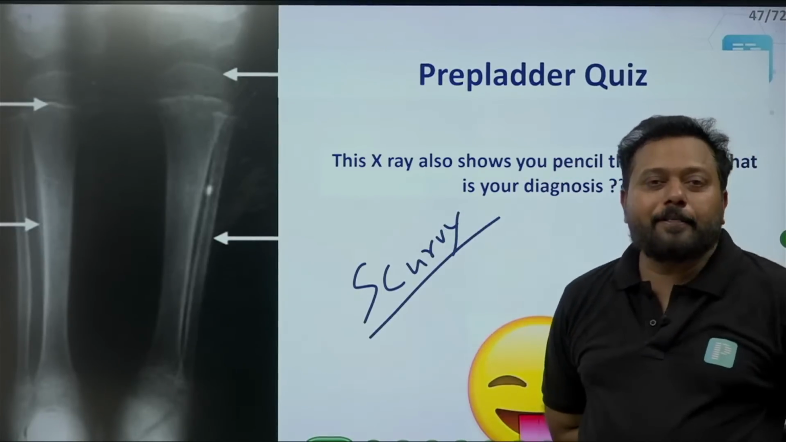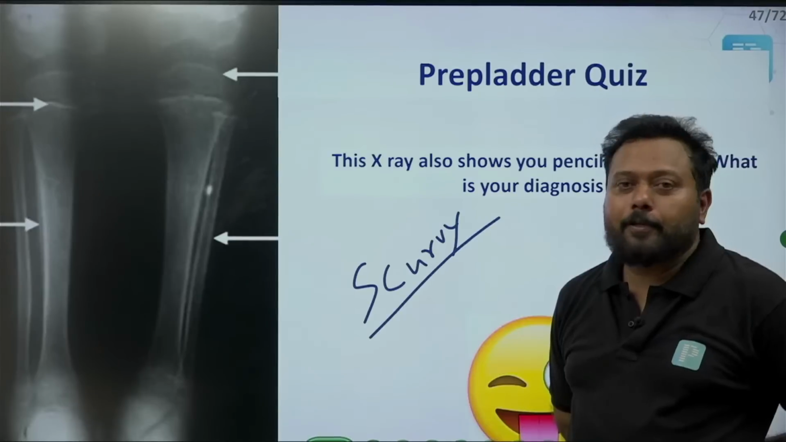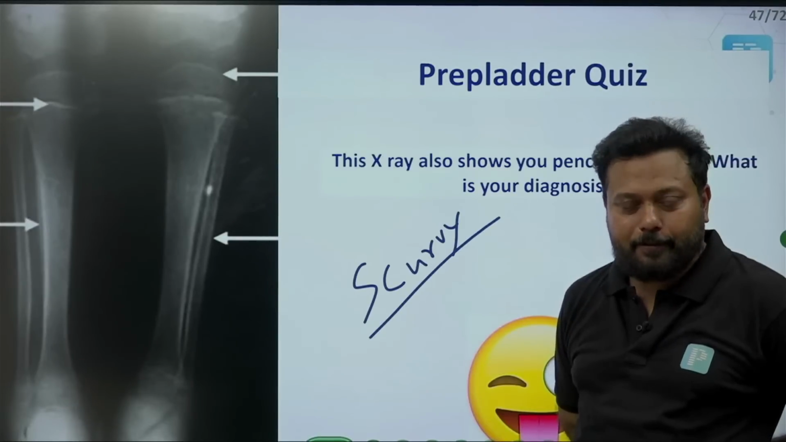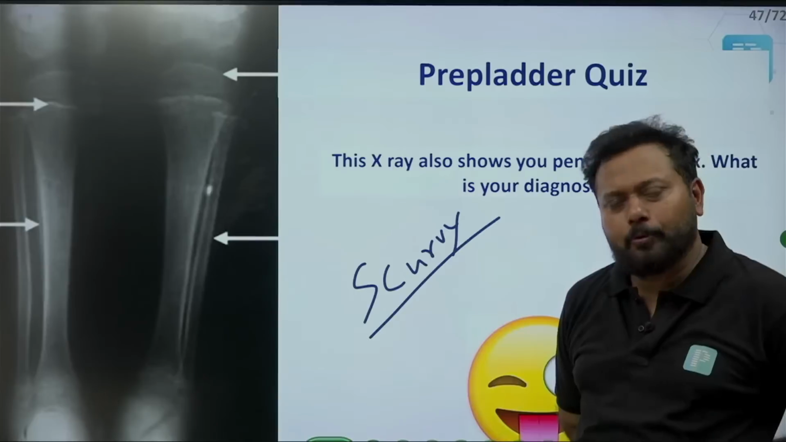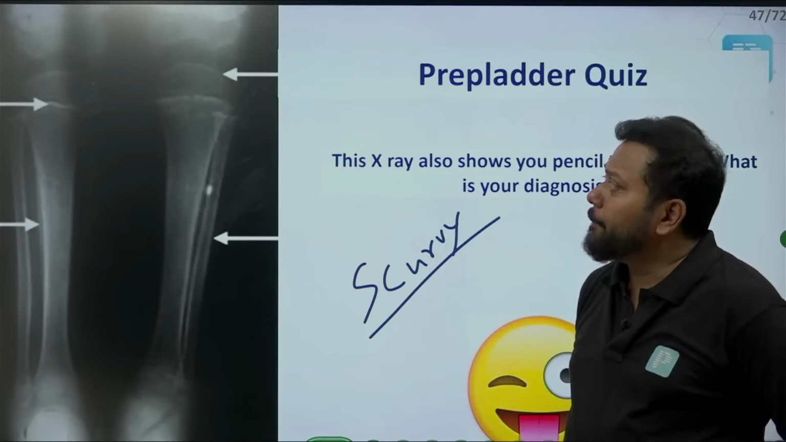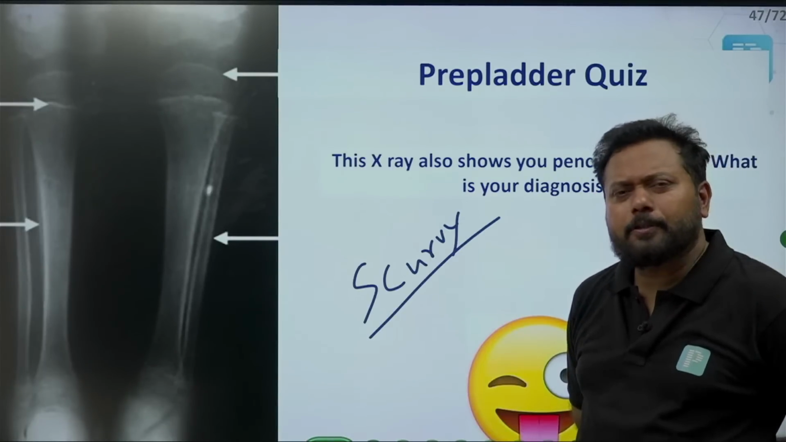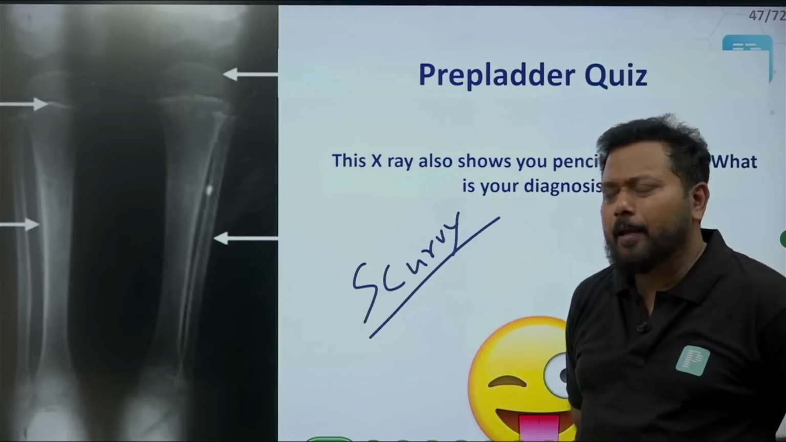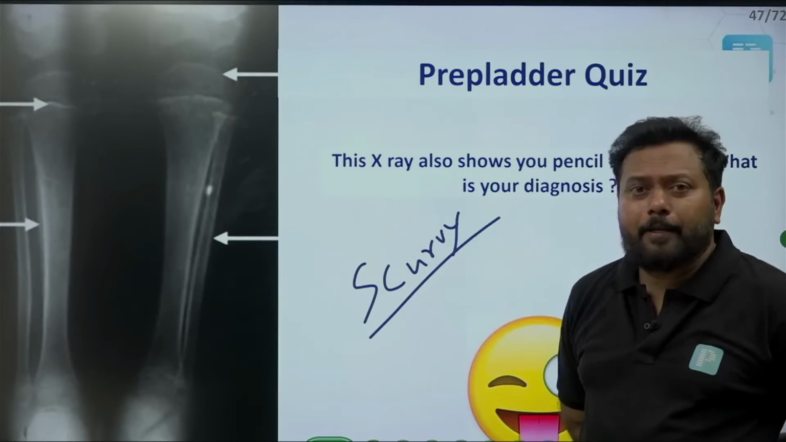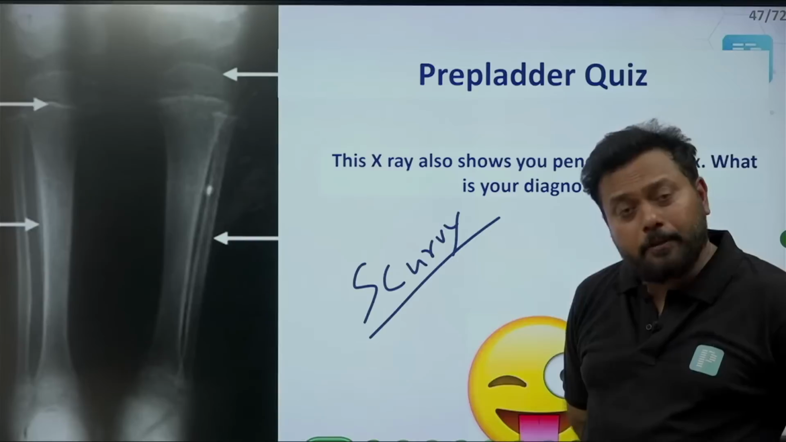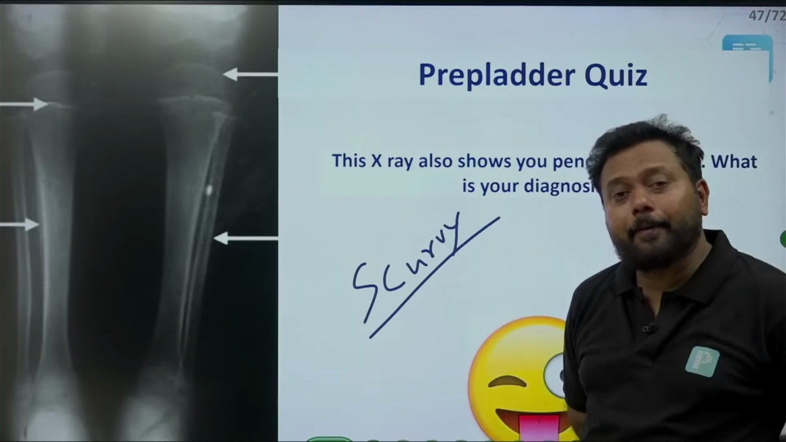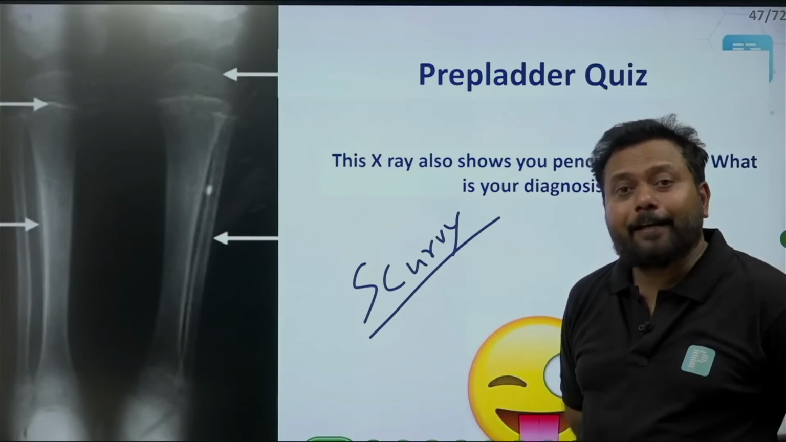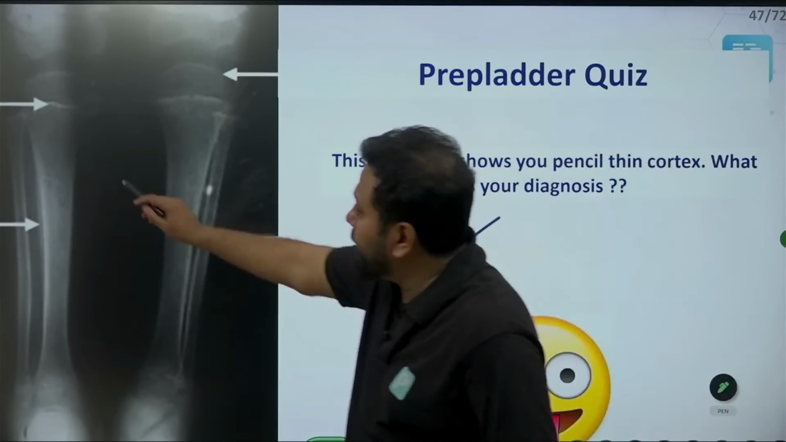Why am I teaching in this fashion? Whenever a question on pencil thin cortex comes to you, two differential diagnoses should come to your mind, dear friends. If the epiphysis is closed and it's an old patient, with only pencil thin cortex, the diagnosis is obviously osteoporosis. When you see an epiphysis not closed, osteoporosis is very rare in children. You are seeing a white line, because scurvy causes osteoporosis, but it is associated with some other thing also: the white line of Frankel.